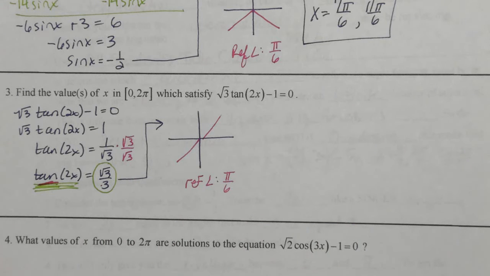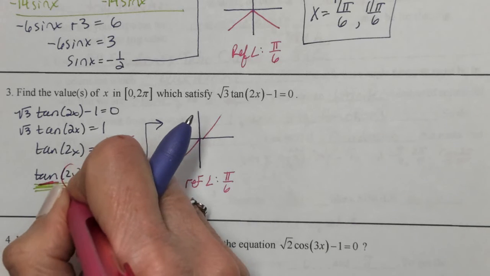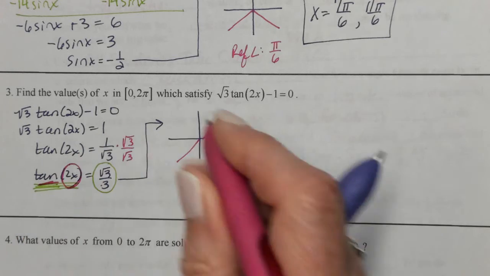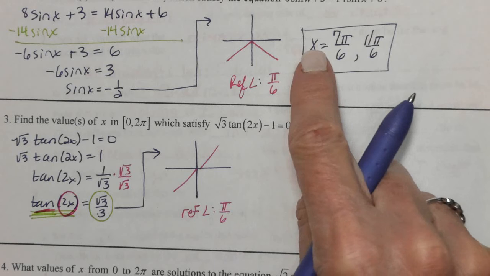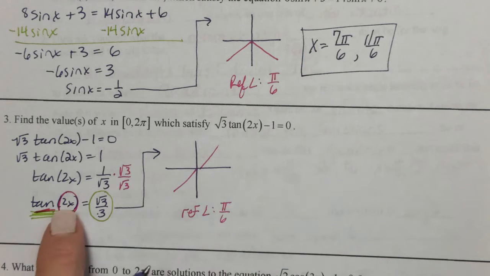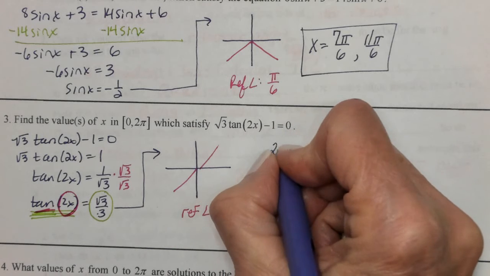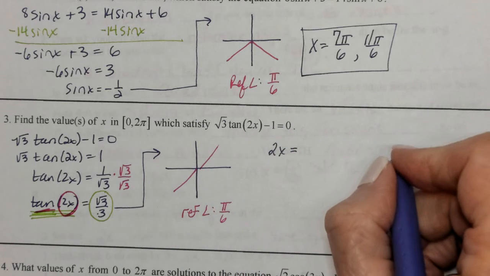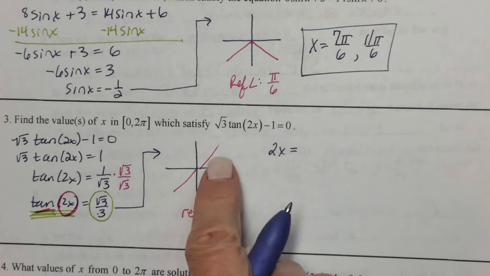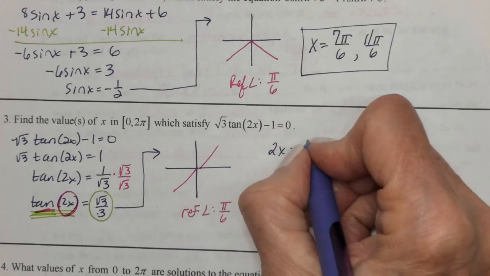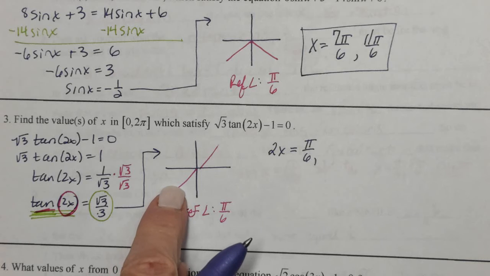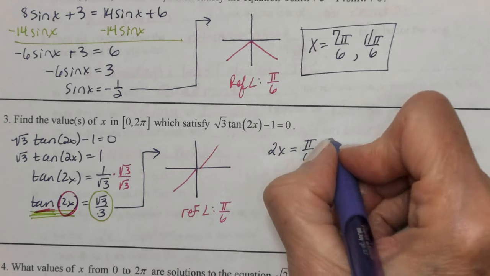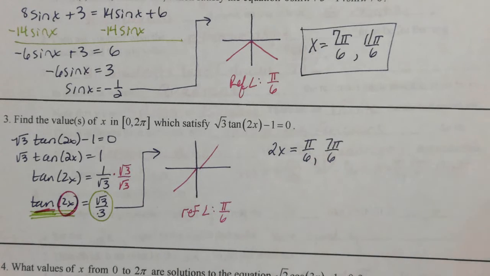Okay? So, our argument is this 2x. Usually we go off to the side and just write x equals. Well, here it's not just x equals, it's 2x equals. So 2x is equal to the pi over 6 angle in quadrant 1, that's just pi over 6, and the pi over 6 angle in quadrant 3, that's 7 pi over 6. Okay?